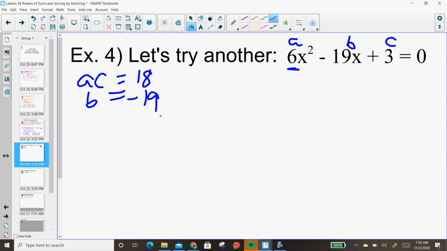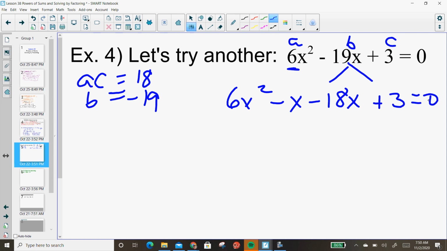So somebody in the classroom, what two numbers would multiply to be 18 and add to be -19? What would we get then? So we need -18 and -1. So we are going to rewrite this middle term, -18x and -1x, and it does not matter which one comes first. I'm going to choose to do the -1x first and then the -18x, but you could do it either way. And then the plus 3 equals 0. So I have not changed the problem. Minus x minus 18x is the same as the minus 19x.